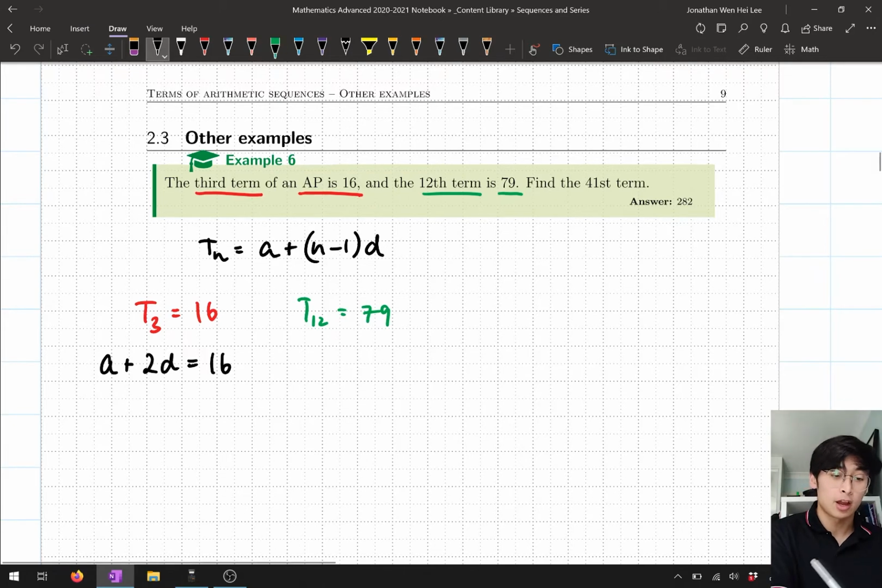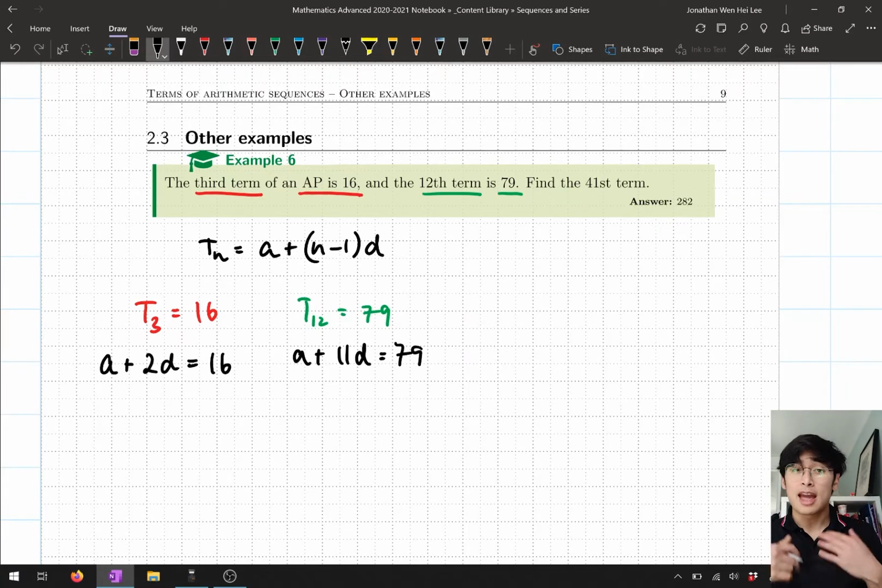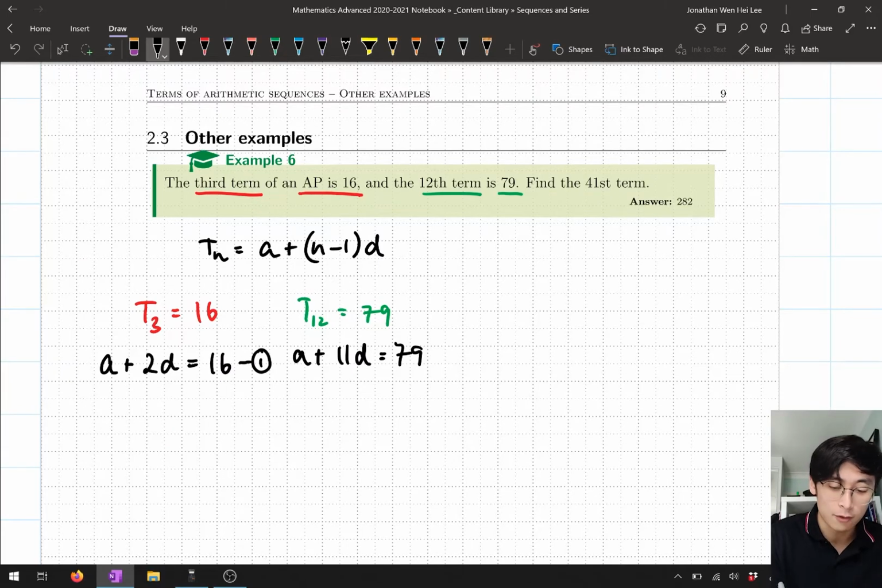So using that information, I can go, okay, a doesn't change, but I can change n. So that's just 12 minus 1, which is 11d. That's going to equal 79. And now that I've got this, I've actually got two equations I can solve simultaneously. So notice here, I've got equation 1, I've got equation 2. I'm going to write this down over here.